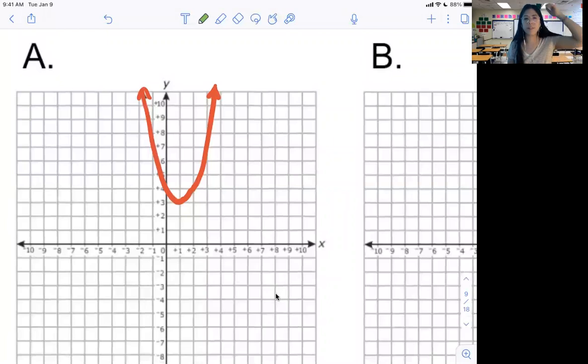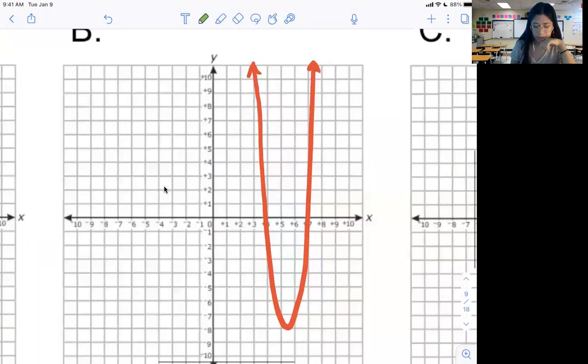What's the y-intercept of this graph? 4. So that's out. Cool. How about this one? Is that one going through the 7? No, that's out.